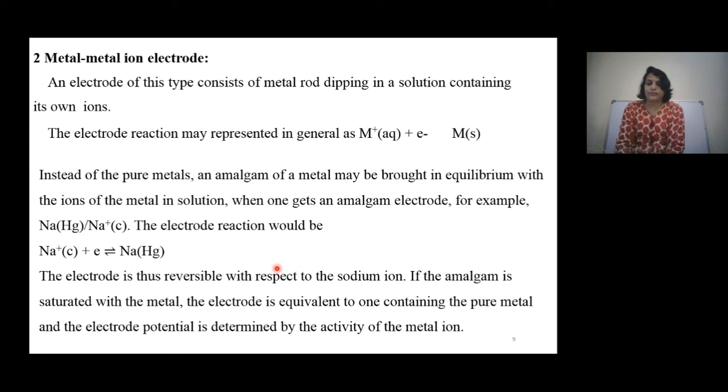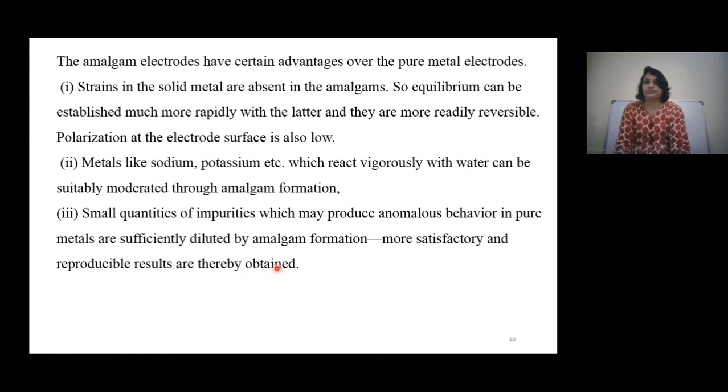The amalgam electrode has certain advantages over the pure metal electrode. Strains present in the solid metal are absent in the amalgam, so equilibrium can be established rapidly. Metals like sodium and potassium, which react vigorously with water, can be used through amalgam formation. A small quantity of impurity which may produce anomalous behavior in pure metal is sufficiently diluted by the amalgam formation, so it gives more accurate results.